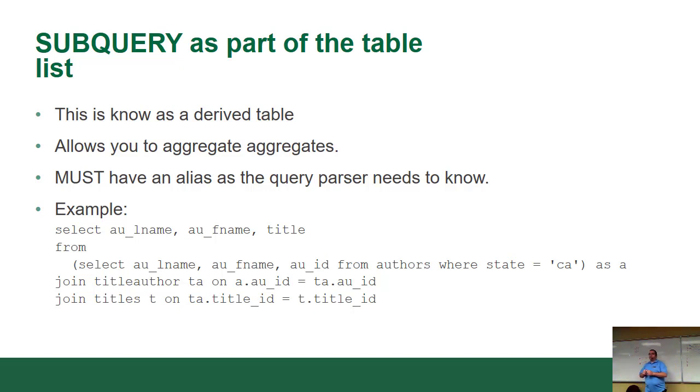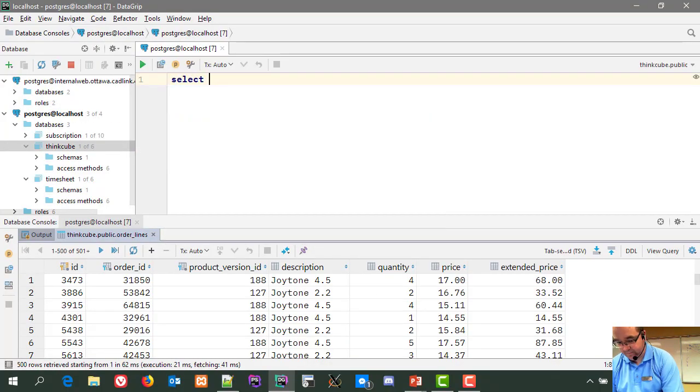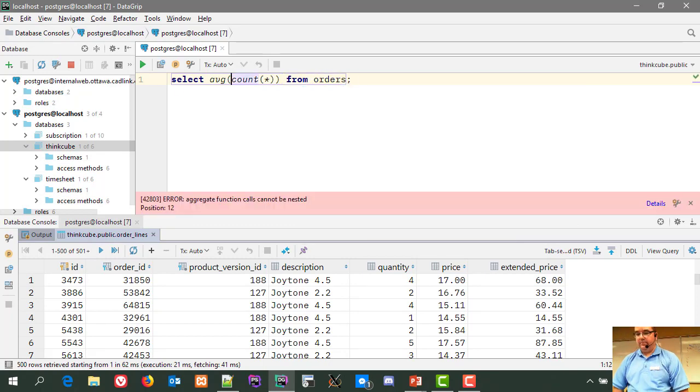The next most common use for a subquery is this one. And this is known as a derived table. This is actually the hardest subquery to wrap your brain around. Now, remember last week I didn't actually cover this, and I usually do, but I was being rushed towards the end. One of the things you can't do is you can't aggregate an aggregate. People go, what do you mean by that? Allow me to demonstrate by exploding an aggregate. Aggregate functions cannot be nested. You can't aggregate an aggregate.